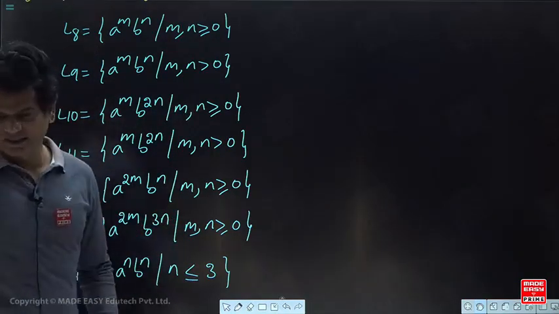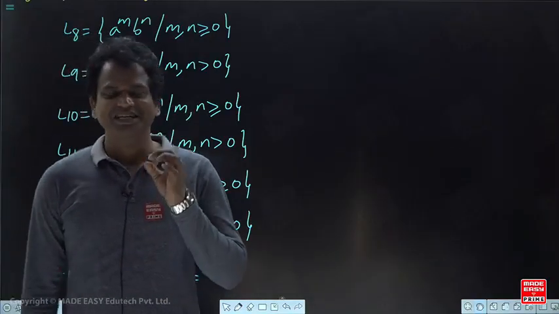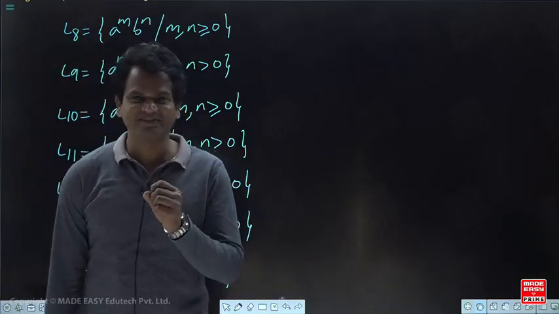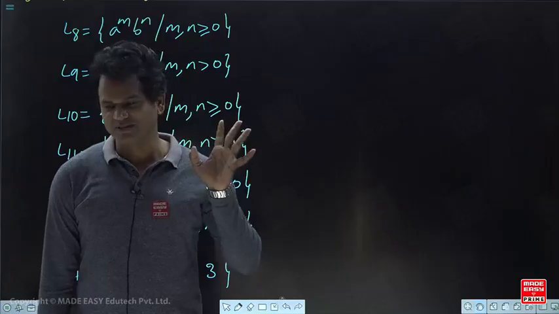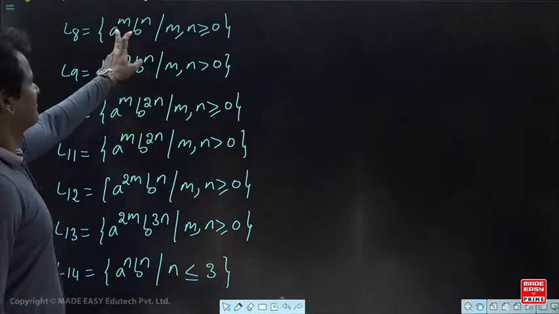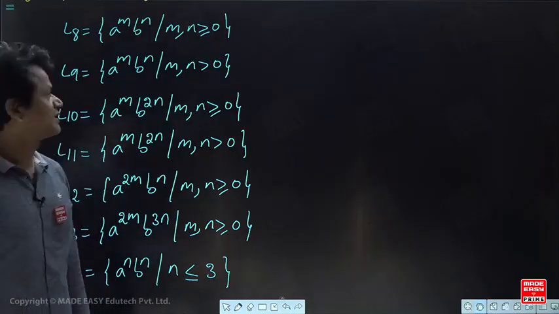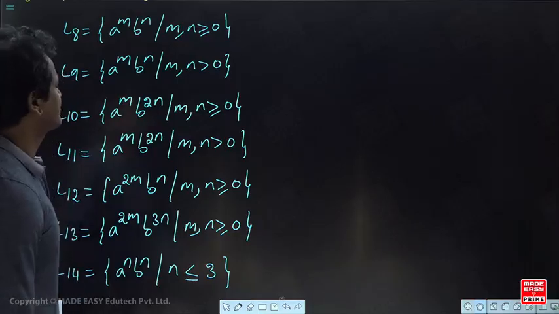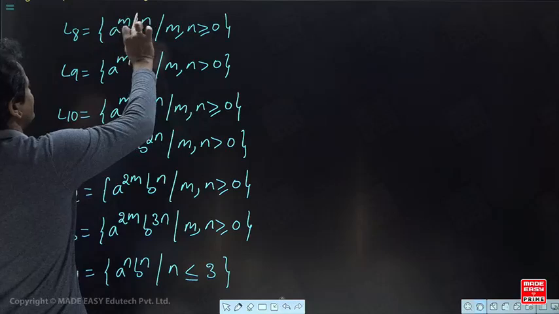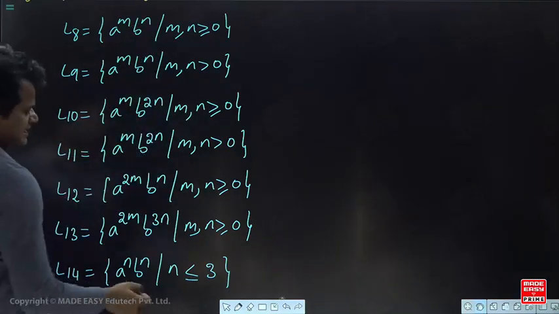In this subject, if you can understand the language, maximum of the problem will be solved. So here, what is the language? A power m, b power n, where m, n are greater than or equal to 0. That means any number of a's followed by any number of b's.